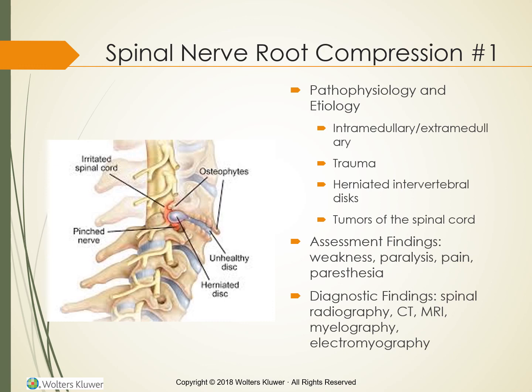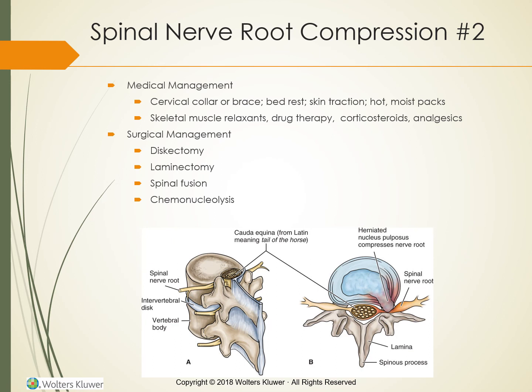So what we can do is spinal radiography, CT, MRI, myelography, electromyography, and that will show us a displacement or herniation of an intervertebral disc, tumor, or even bleeding around the nerve root. So when a client has a herniated intervertebral disc, generally we want to try to be as conservative as possible. We want to do that first.